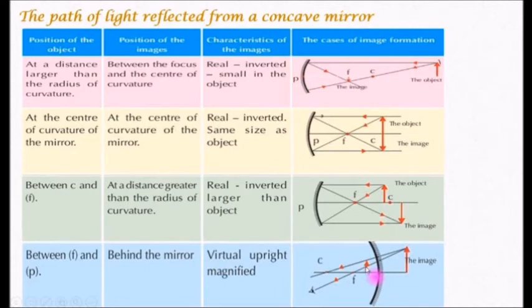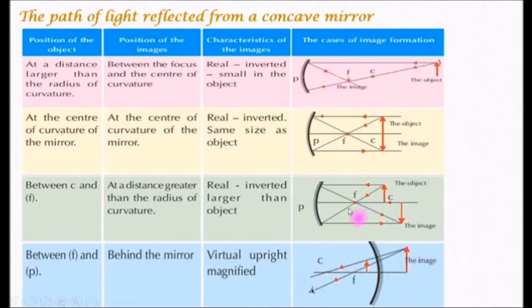Case number 4: when the object between the focus and the pole F and P, when the object is here we draw 2 lines, one parallel and comes passing through the focus, its reflection passes through the focus, the other passing through the center of curvature and reflected on itself. And then the 2 lines are not intersected here, so we make an extension for the 2 light rays and the intersection will be behind the mirror.